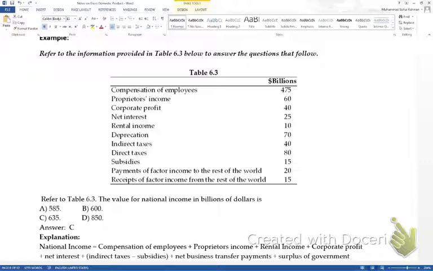Okay, as a rule of thumb for your exam and for discussions, how you calculate GDP is basically a function of what information is provided. If you look at the information, you should see clearly that with this information you cannot calculate GDP by using the expenditure approach. So you need to figure out how to calculate this by using the income approach. So with the income approach, most of the information is provided. Notice that you have compensation of employees, you have proprietor's income, you have corporate profit, you have net interest, you have rental income, you have indirect taxes and direct taxes and subsidies.